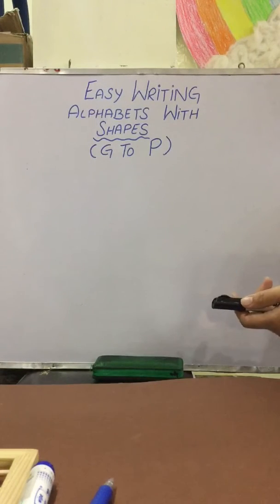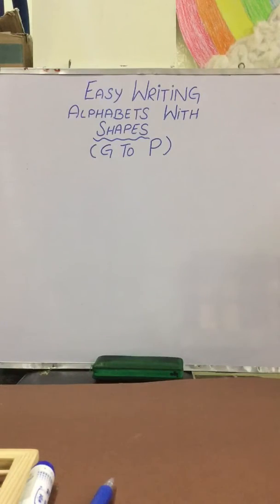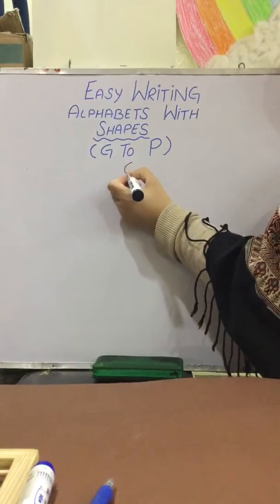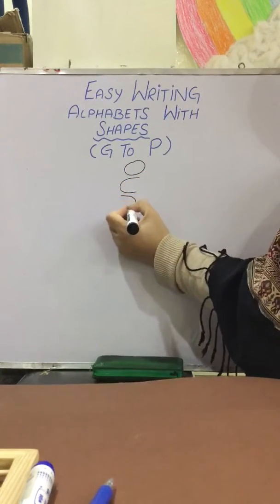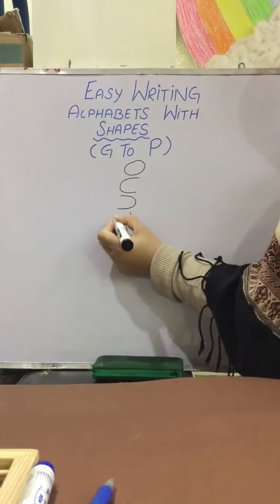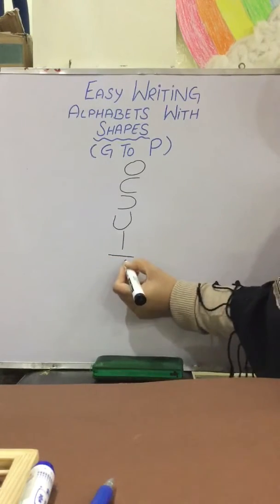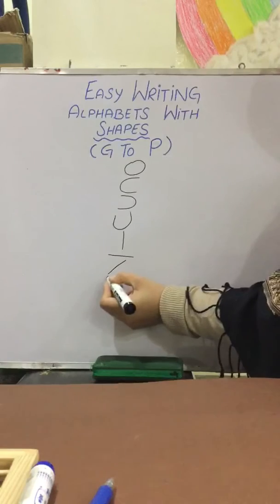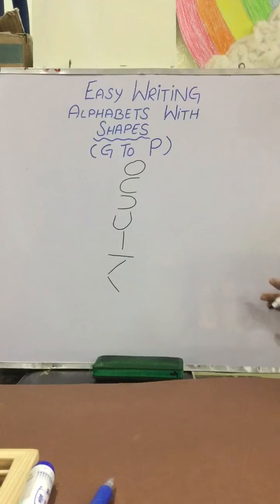I think we must recall our shapes for the new viewers. Number one shape is circle, then semicircle right hand side, semicircle left hand side, semicircle upward, then vertical, horizontal, slanting lines left hand side, and then right hand side. These are the shapes which will help us to make our English alphabets easier for our kids.